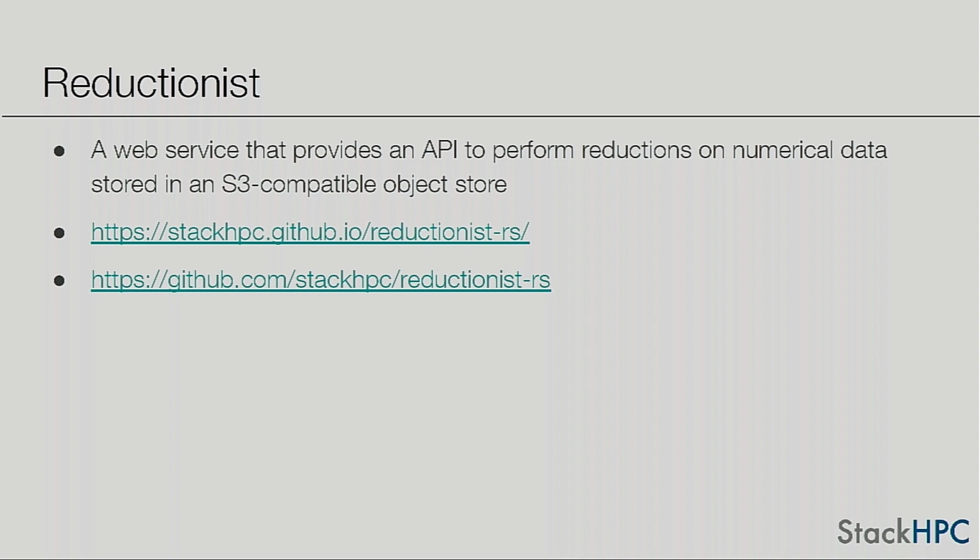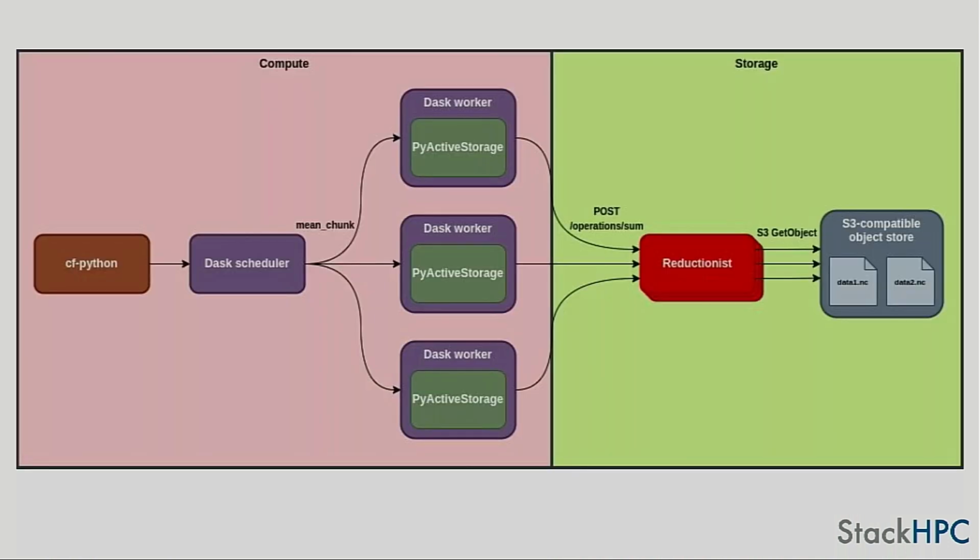So Reductionist is a web service that gives you an API to perform reductions on numerical data stored in an S3 compatible object store. There's documentation and code available if you're interested. So to put a few of the pieces together, on the left we've got the compute cluster, and on the right we've got the storage cluster with some pipe of limited size between them. We have the CF-Python library that the user is using to perform some calculation, which calls out to the Dask scheduler and schedules jobs over a number of workers.